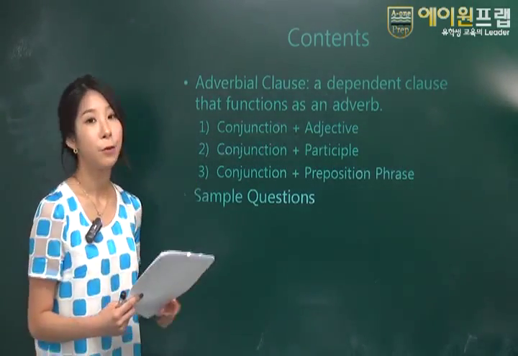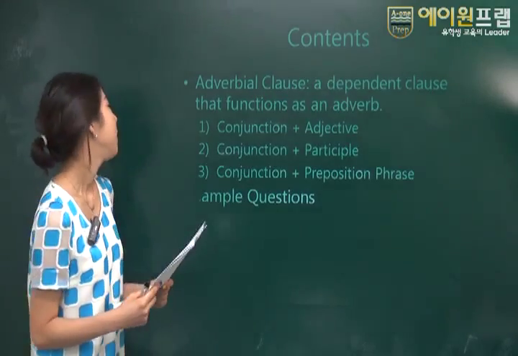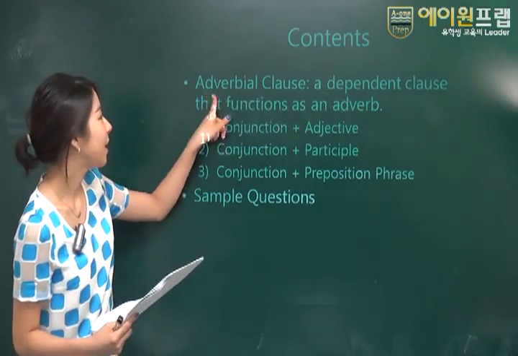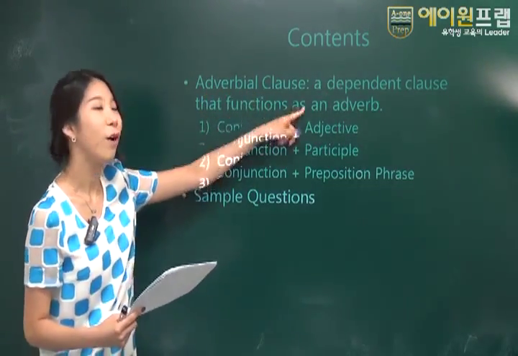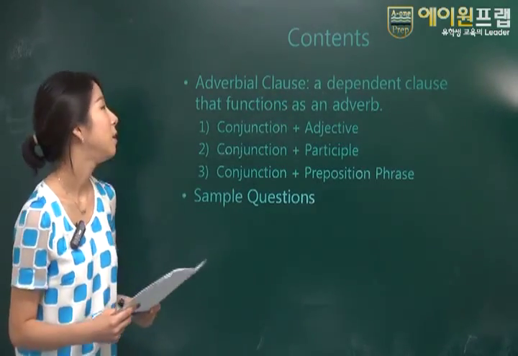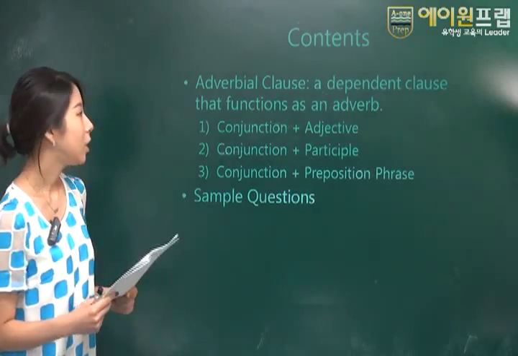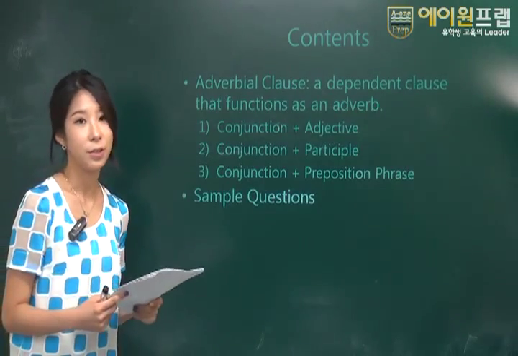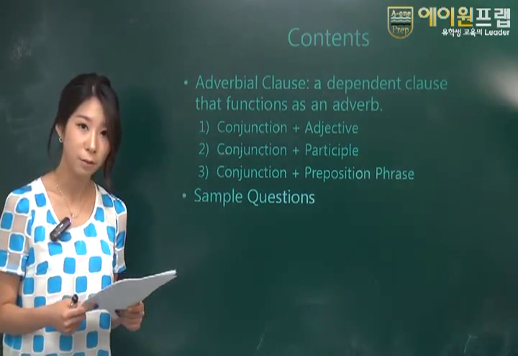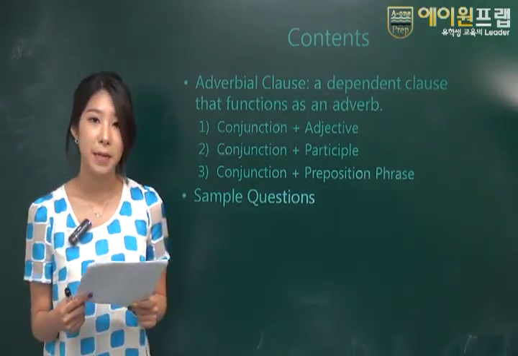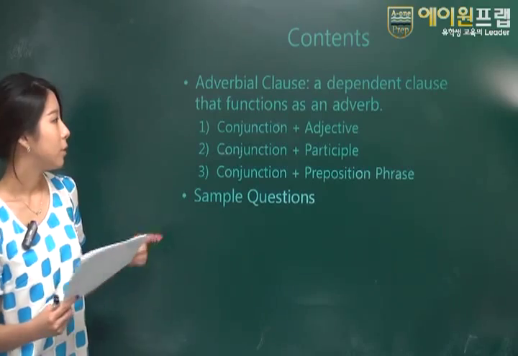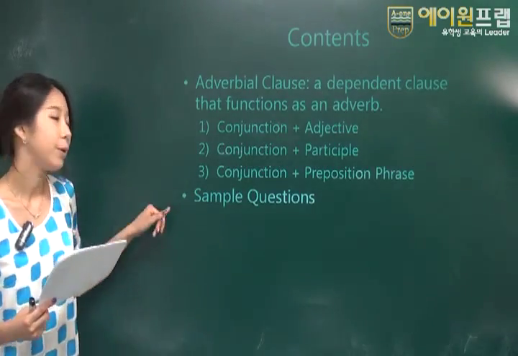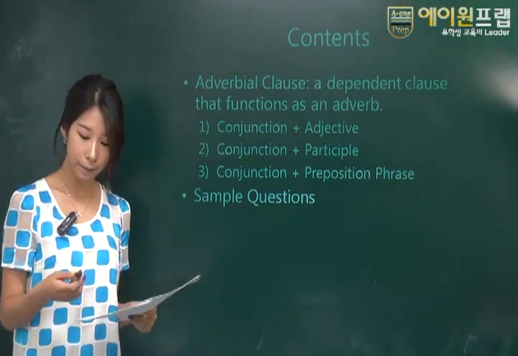So the definition of an adverbial clause: it's a dependent clause that functions as an adverb, right? So an adverbial clause is like an adjective form of an adverb, and it's a clause. It's a part of a sentence. And there are 3 different types of adverbial clause. The first one is conjunction plus adjective, the second one is when conjunction meets participle, and the third one is when conjunction meets prepositional phrase. We're going to look at them separately and look at their examples. And then at last we're going to go over some simple questions together, okay?